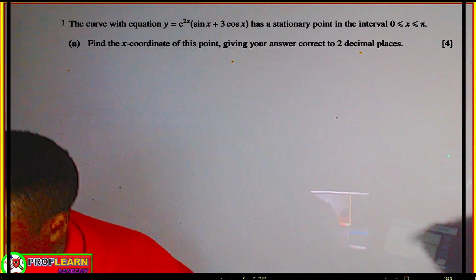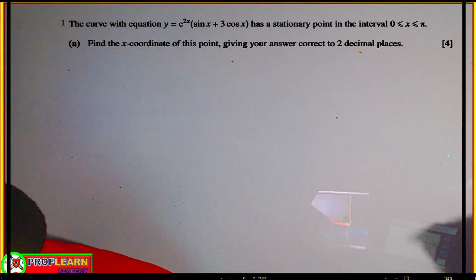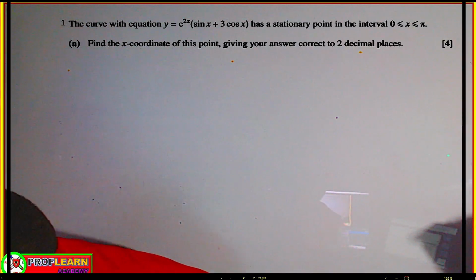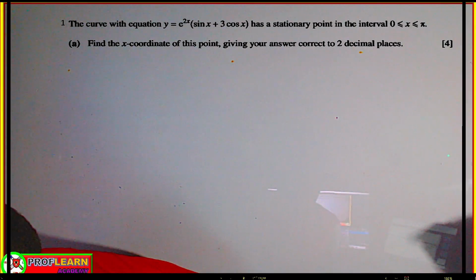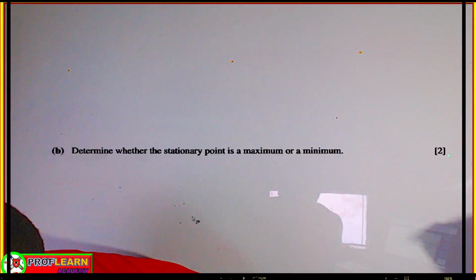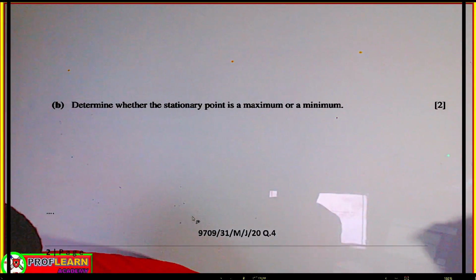Yeah, so if you are given a question like this, and you are told that a curve with equation y equals e to 2x (sin x plus 3 cos x) has a stationary point in the interval 0 ≤ x ≤ pi, we're supposed to find the coordinates of this point correct to two decimal places. So these are just two questions, and there is another part whereby you are supposed to determine whether the stationary point is a maximum or minimum.